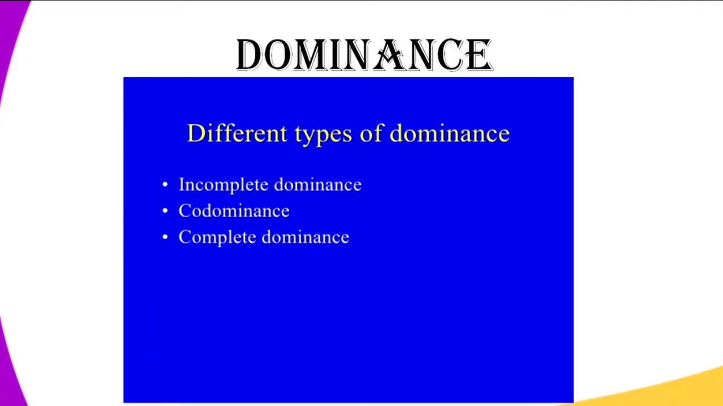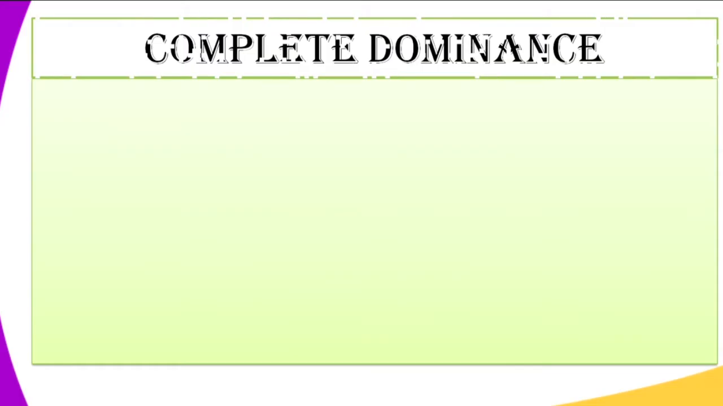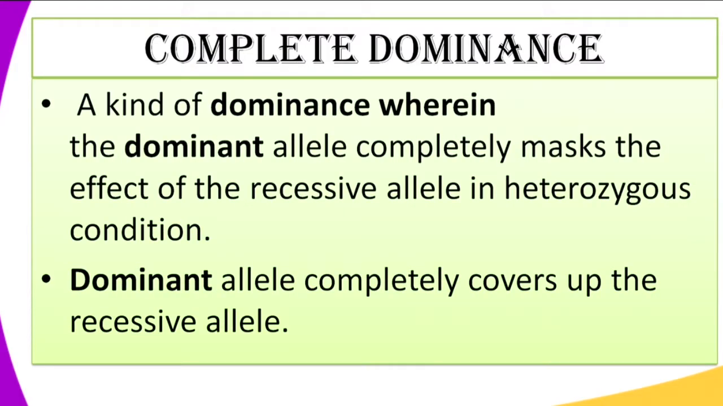So we have 3 types of dominance. The first one, we have incomplete dominance, we have codominance and complete dominance. We're going to look at each of the 3. So we first start by looking at complete dominance.